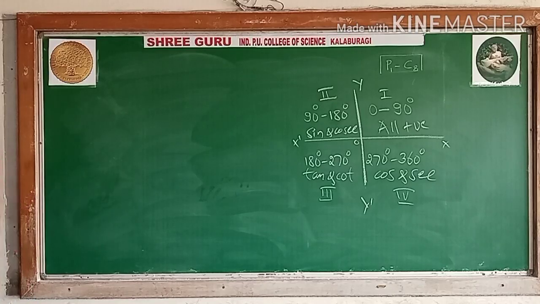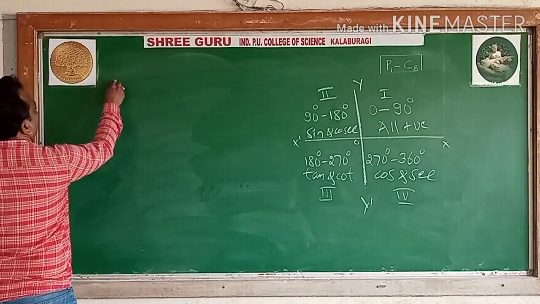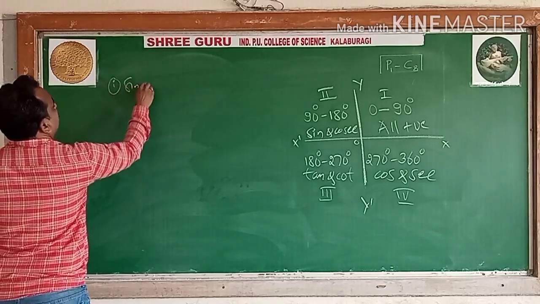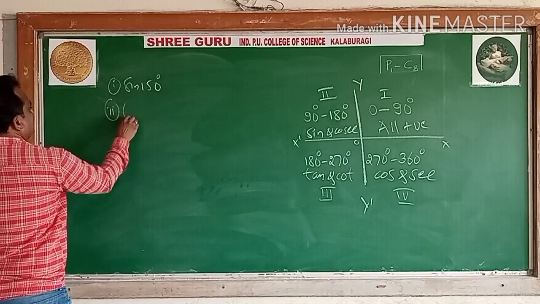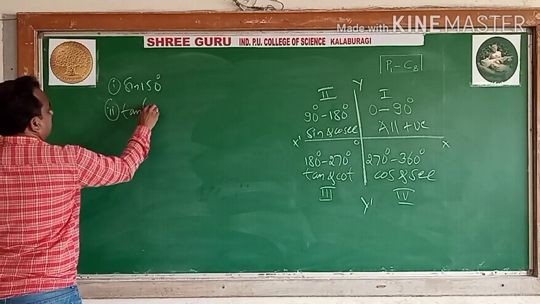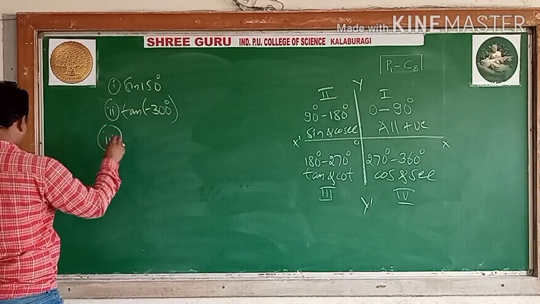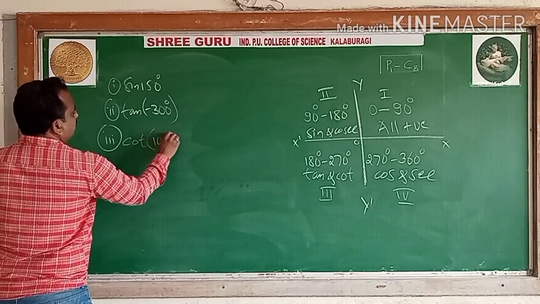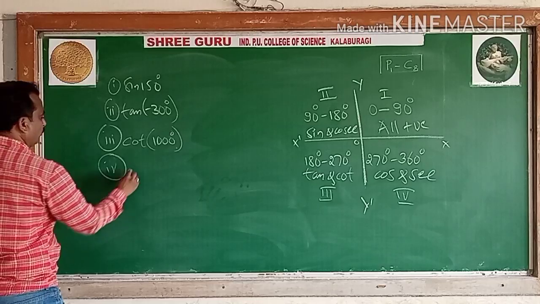Let us see here, students. I will take some examples. I will discuss some examples today. Let me write the first examples, students. First one, sine 150 degree. Second example, tan of minus 300 degree. For all the examples, you have to check where they lie and whether they are positive or negative.